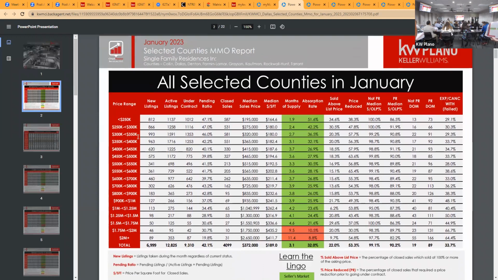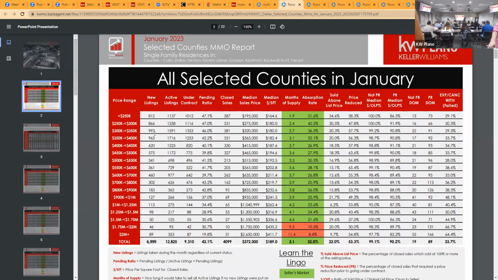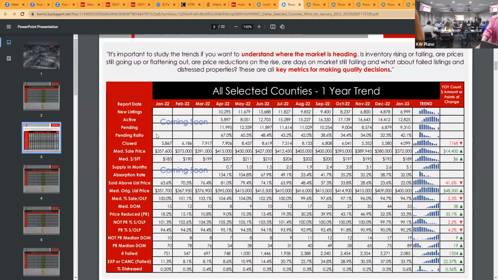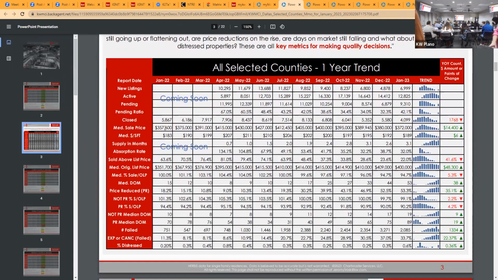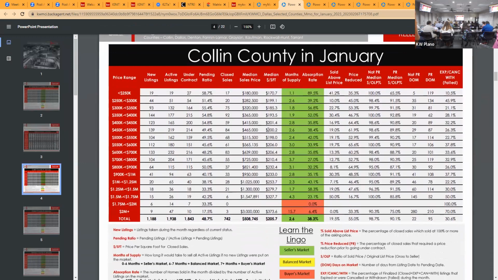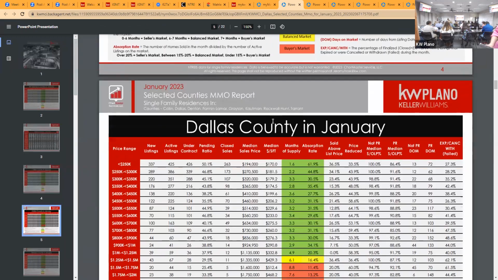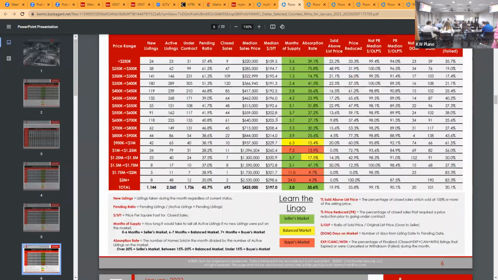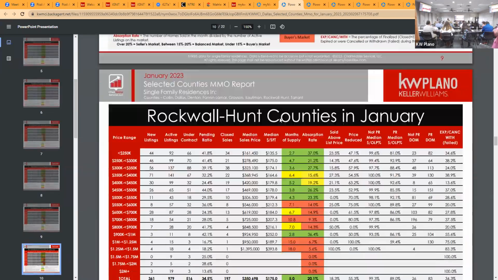Okay, so the difference in the counties is that on the first page you have all counties. This is all counties right here. And then this is basically a trend report from January of 2022 through January of 2023. Again, he was not tracking it, so we don't have this information just yet. And then this is the same information here on the left column, broken out by counties, Collin County in January, Dallas County in January. Get the idea? And I want to scroll down to the bottom.